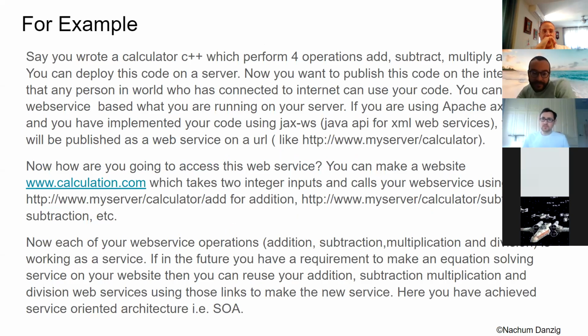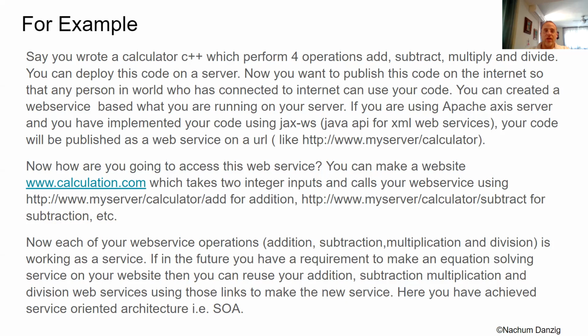Okay. For example, say you wrote a calculator in C++, which performs 4 operations: add, subtract, multiply, and divide. You can deploy this code on a server. That's exactly what I was saying before. Now you want to publish this code on the internet so that any person in the world who has a connection to the internet can use your code.